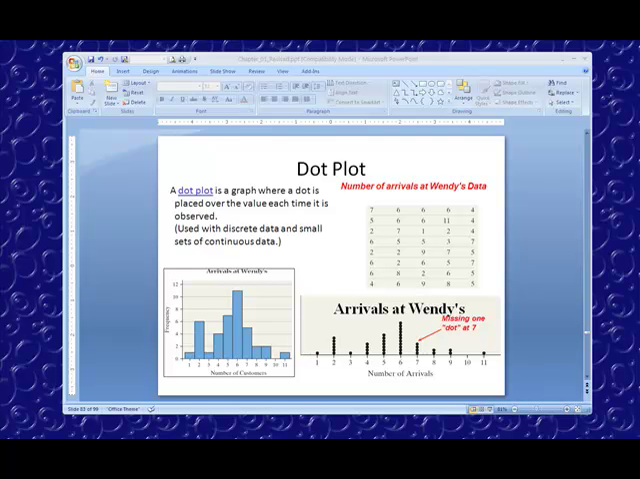Now, the very last installment for this chapter is going to be looking at the shapes of distributions. So that will be in the very last installment.